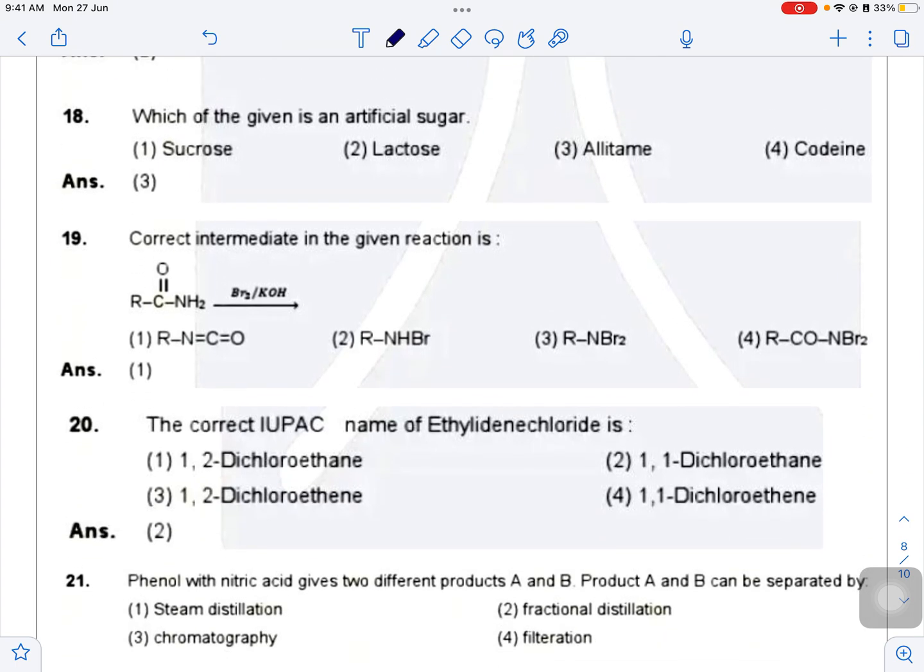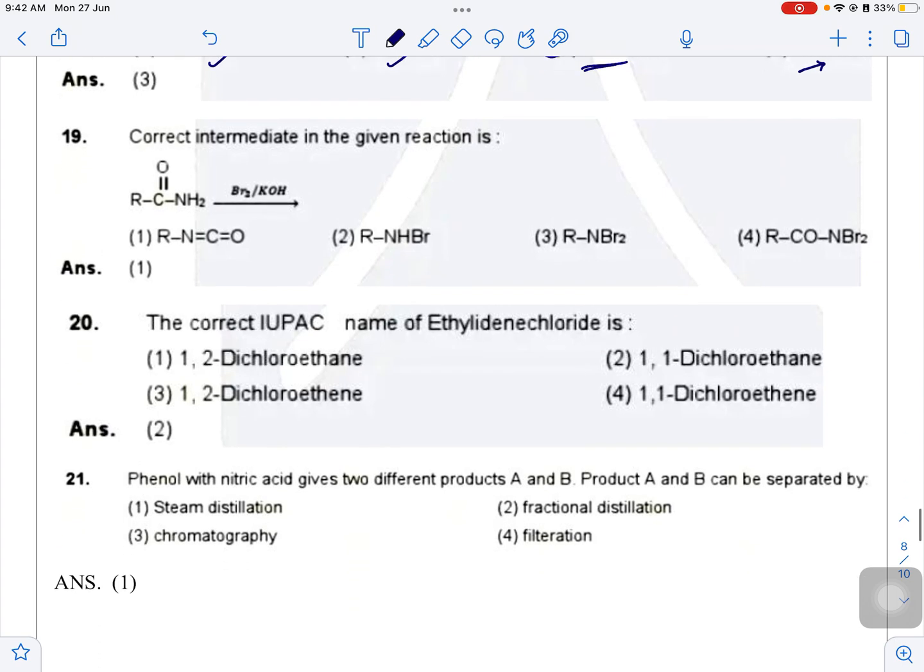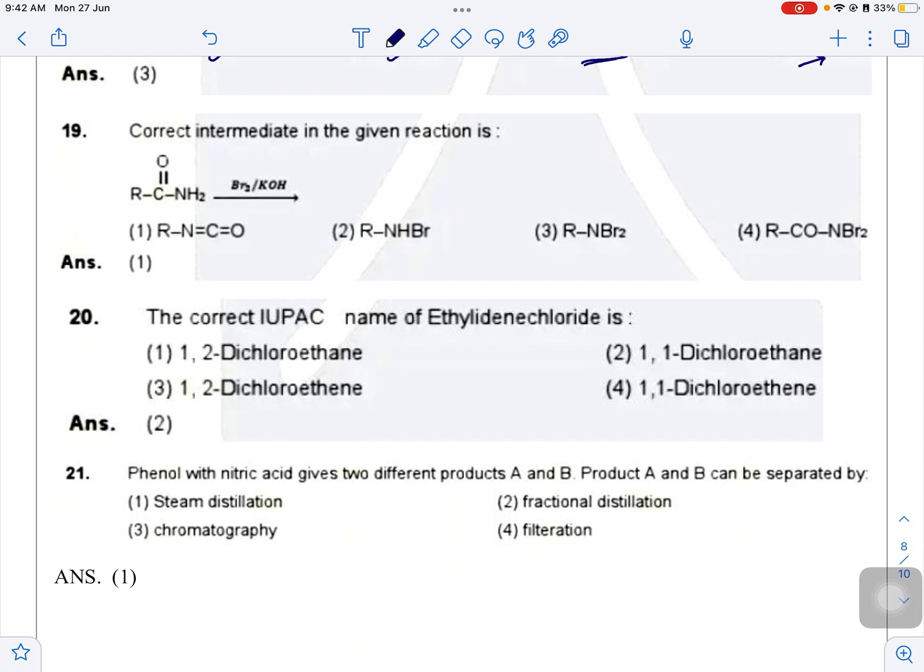Which of the following is an artificial sugar? This is a simple question. Sucrose and lactose are natural sugars. Alitame is an artificial sweetening agent. Codeine is a narcotic analgesic. So C is correct.